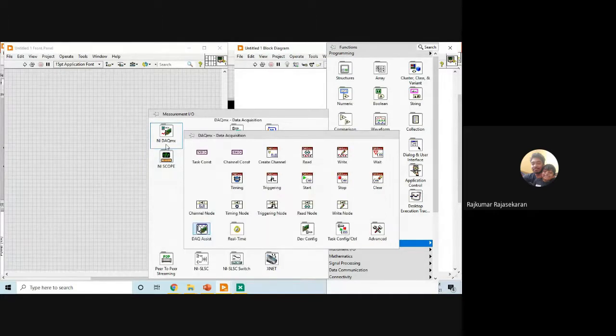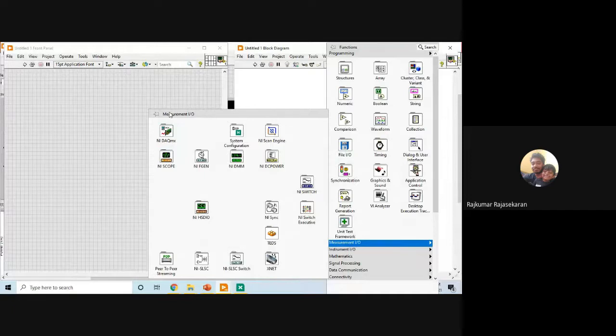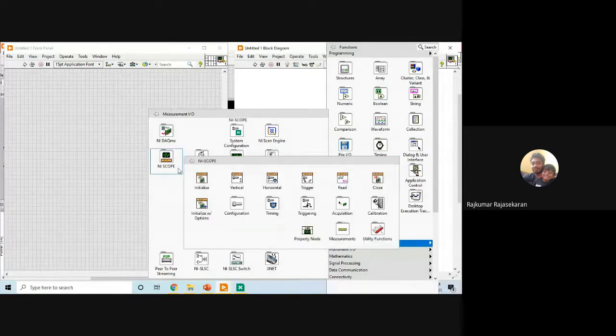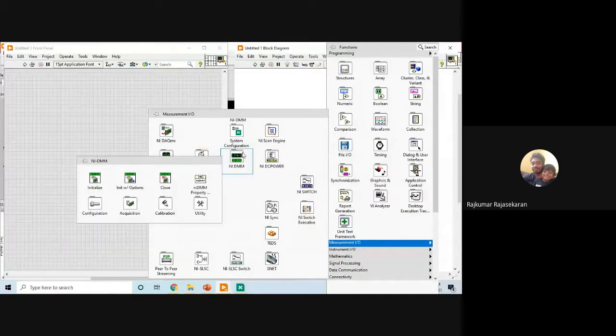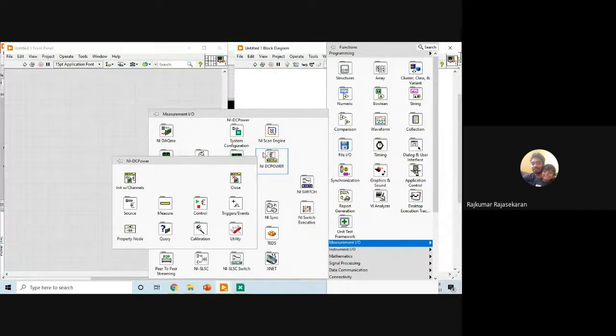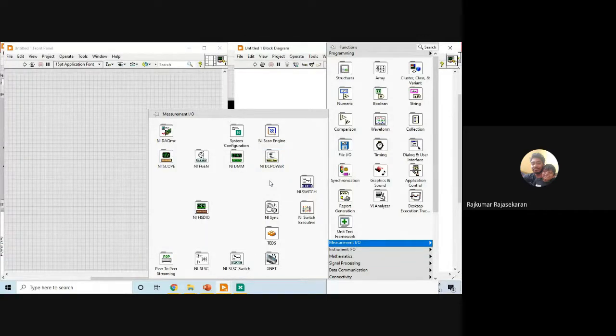But sometimes we need to make specialized measurements, so there is specialized hardware available with NI, called scope, FGen, DMM, and DC power. If you want to check whether your battery is charging properly or not, we need to sink some voltage and some current to it. That current will be provided by your charger.